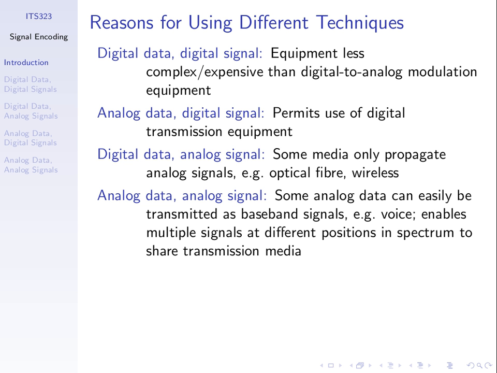If we're using all digital, our data is zeros and ones, and we send pulses, a digital signal. What's the advantage? Normally today the equipment to do the encoding and decoding is much less complex and expensive than converting to an analog signal. So digital data and sending a digital signal is generally cheaper than converting our data into an analog signal. That's one advantage there.